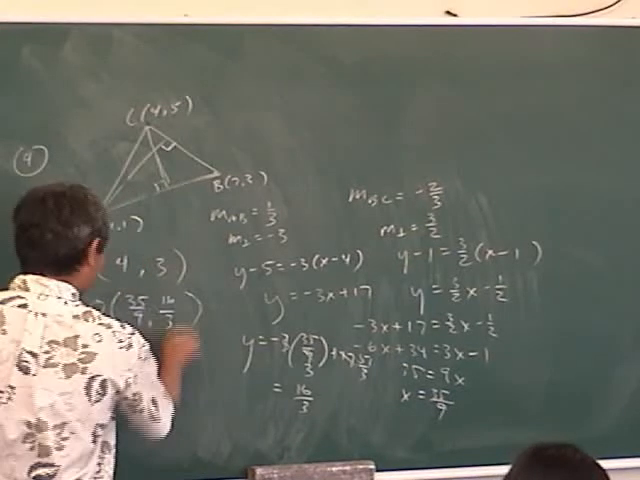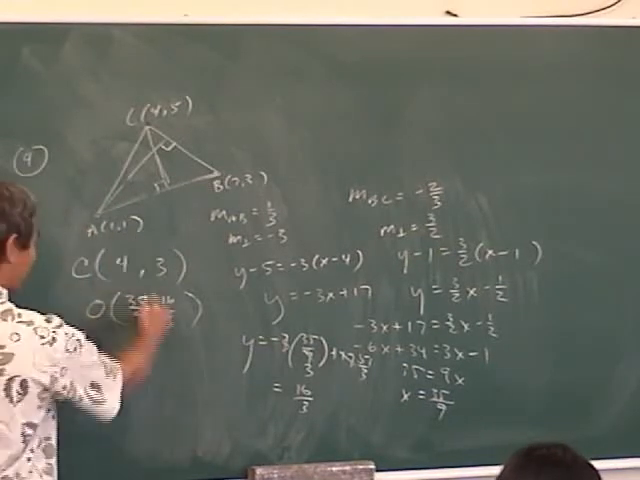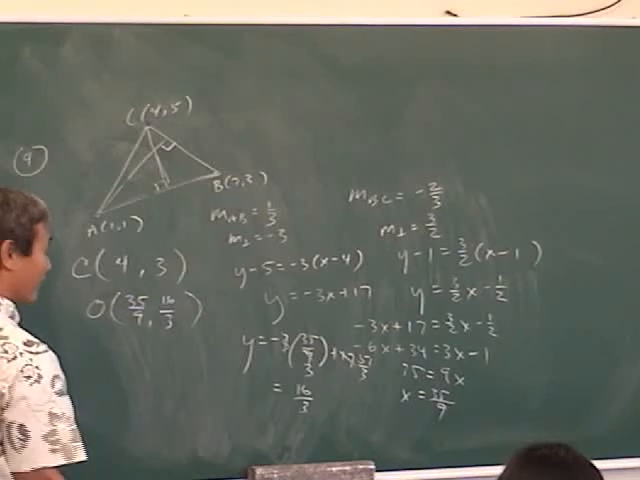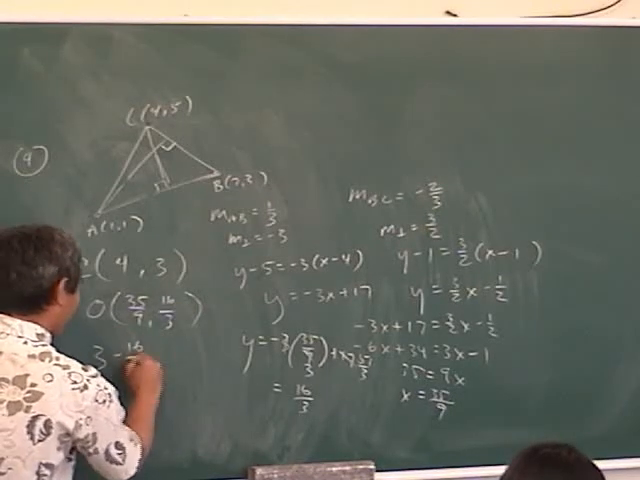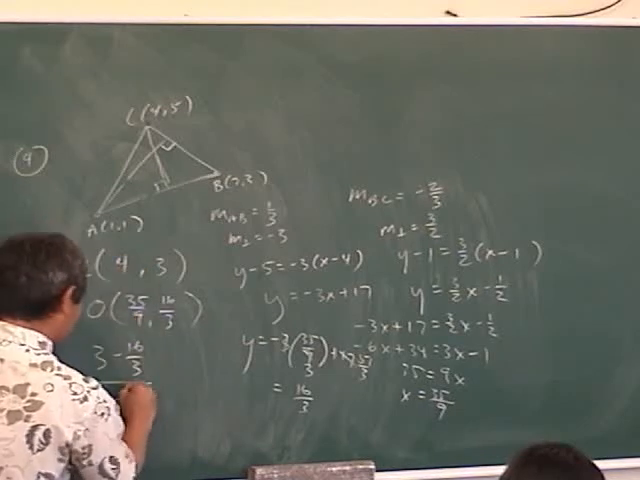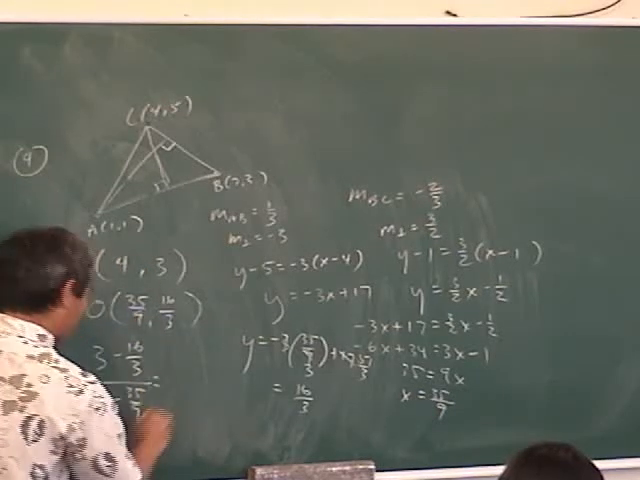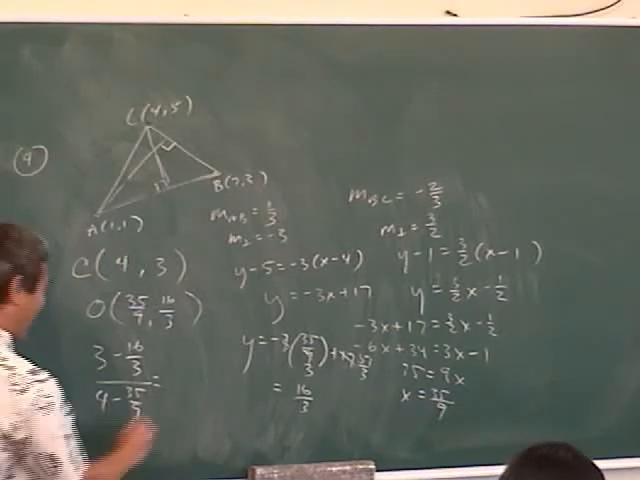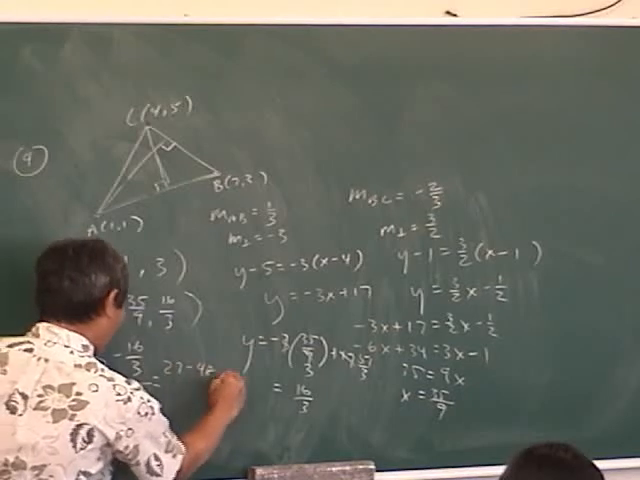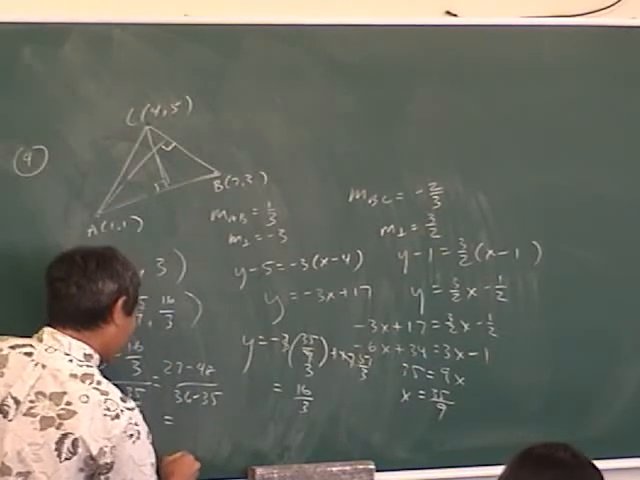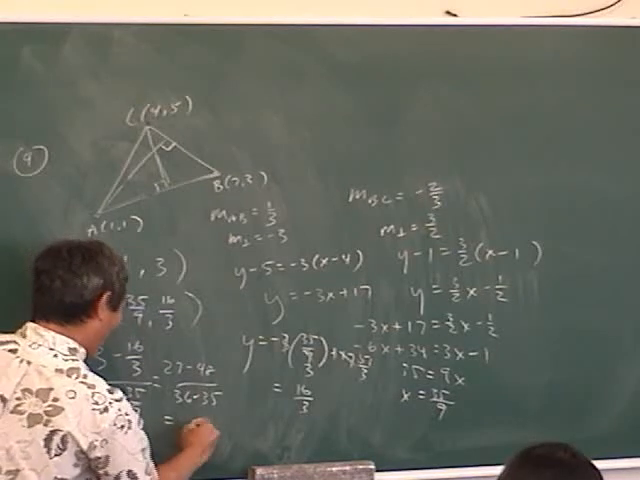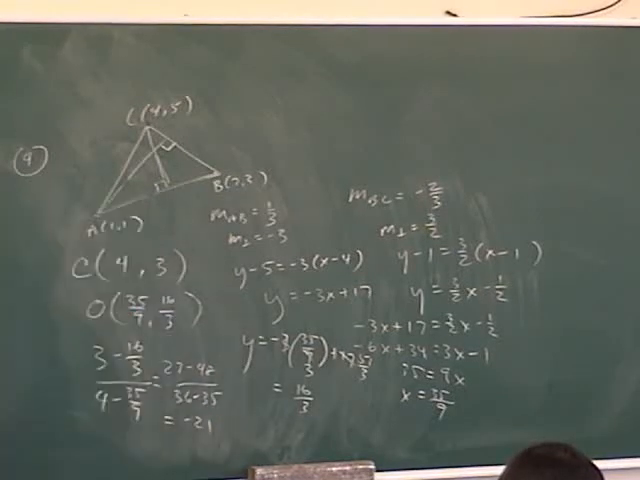Okay, now once you get these 2 points, how do you write the equation of the line going through these 2 points? First you find the slope. So y minus y over x minus x. Okay, multiply top and bottom by 9, so you get 27 minus 48 over 36 minus 35, which is equal to -21 over 1. The slope is -21.